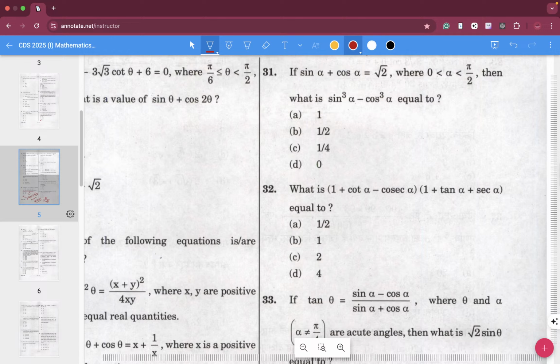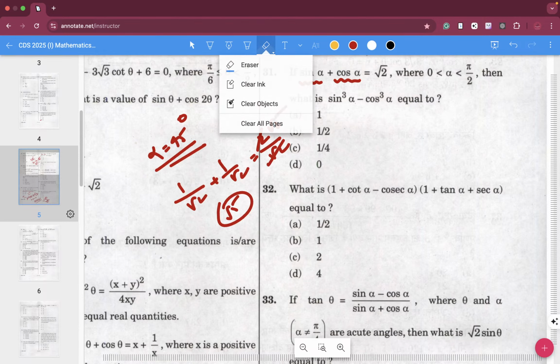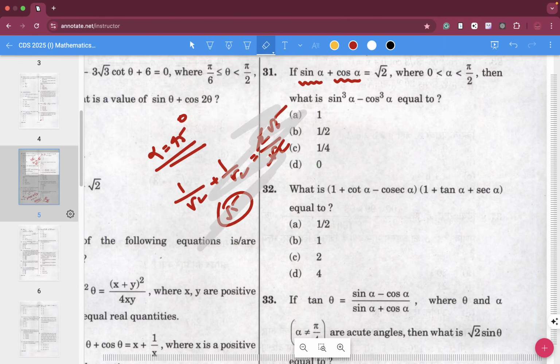Okay, question number 31, if you look at it more carefully, sin alpha plus cos alpha is equal to root 2, folks, right? So is it something like alpha is equal to 45? Is it not clearly visible? 1 by root 2 plus 1 by root 2, it gives 2 by root 2, which is root 2, right? So alpha is equal to 45, it is clearly visible, isn't it?